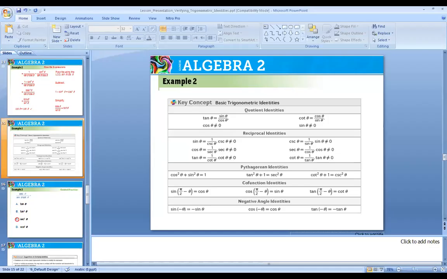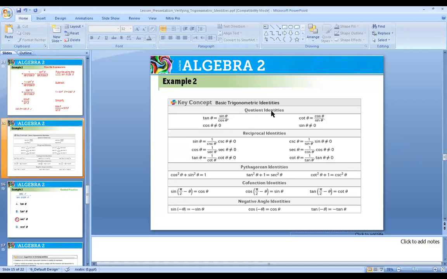Okay, we will start our lesson today by revising the basic trig identities before we start completing problems. This is the last session of the second lesson for Unit 10. Let's start together. These are the basic trig identities.